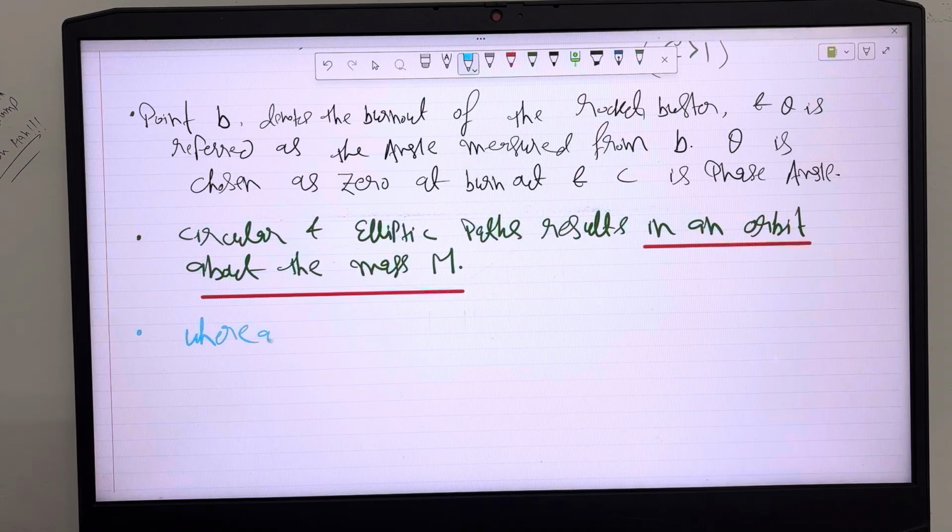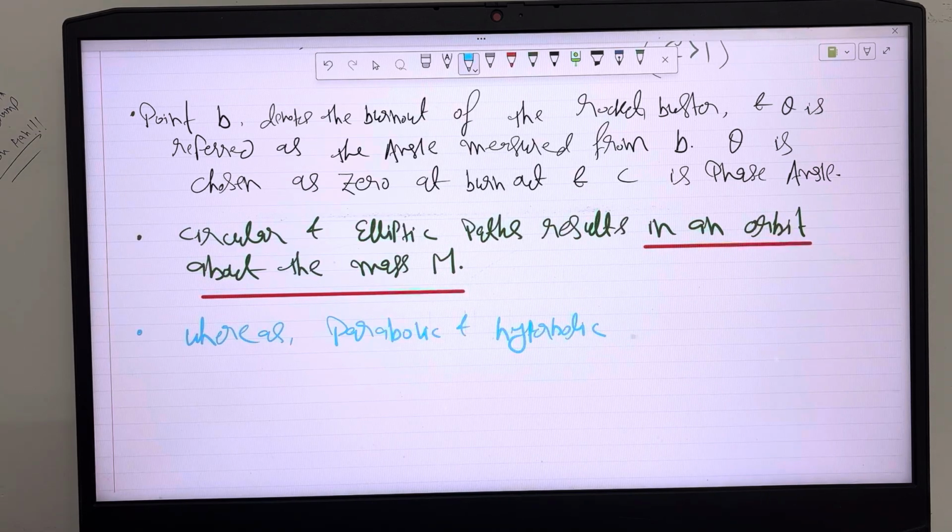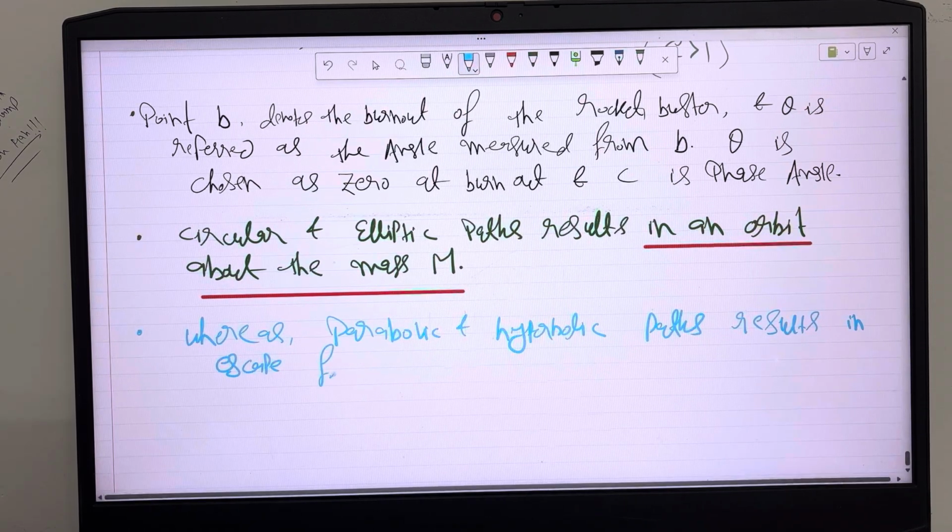Whereas parabolic and hyperbolic paths result in escape from the earth.